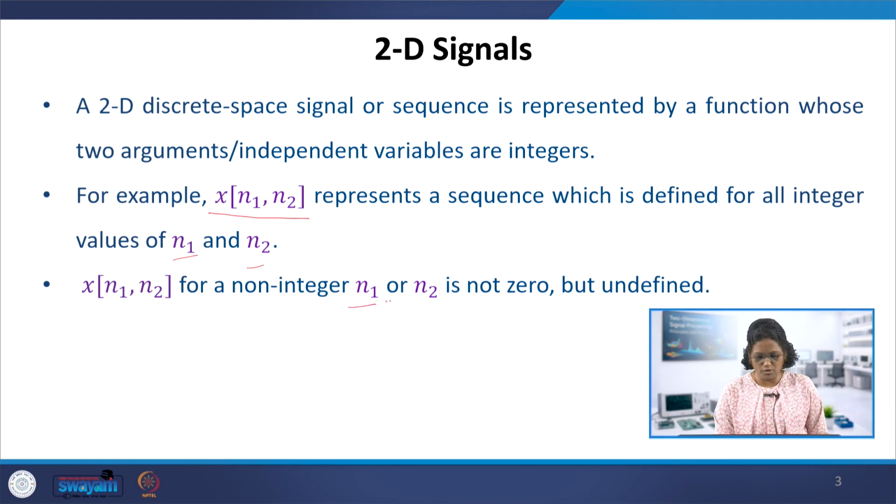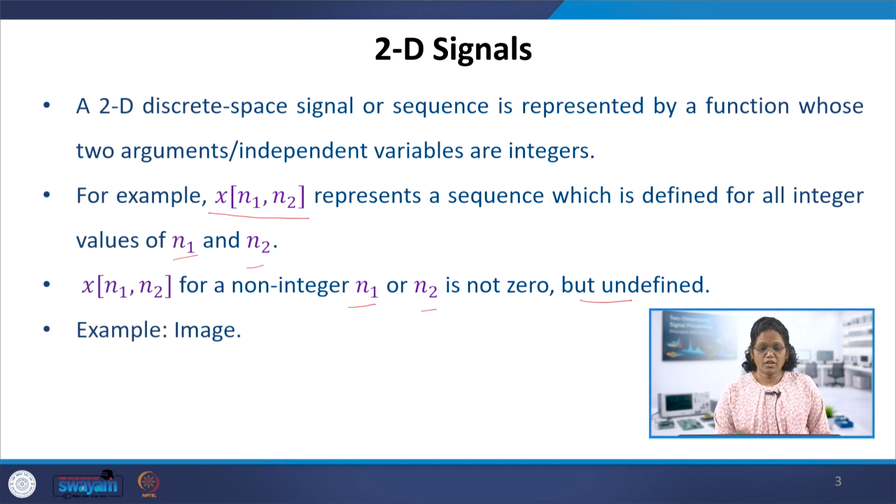For non-integer n1 and n2, where n1 takes integer values 0, 1, 2, 3, 4, x of n1 comma n2 is defined only when it is an integer. When it is not an integer, those values are not 0. We should not assume that when n is between 0 and 1 it is 0. It is not 0, it is undefined. So at those instances this signal sequence is not defined.